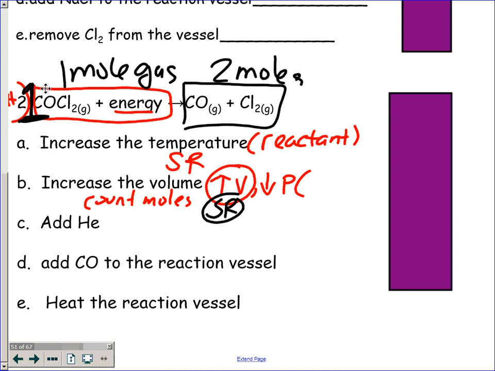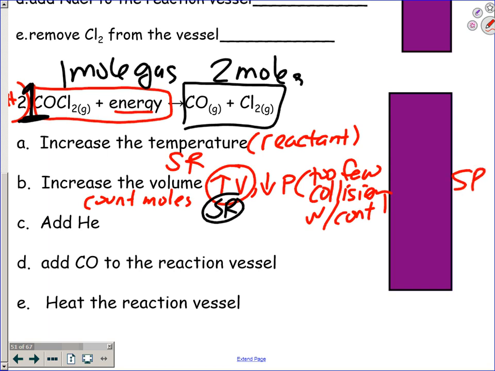Here's what you're thinking. Increased volume does what to pressure? Decreases. Okay, so now you have too few collisions with the container wall, because that's what pressure is, right? Colliding with the container wall. So I've got too few collisions. I got to fix that. So, will 1 mole of gas or 2 moles of gas fix the low number of collisions I've got going on? 2 moles. So I'm shifting to the right to create double moles, which would help with the collision problem, which would increase my pressure once again, and I'll be back at equilibrium.